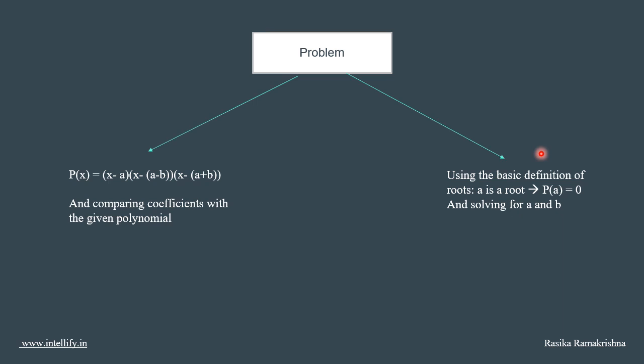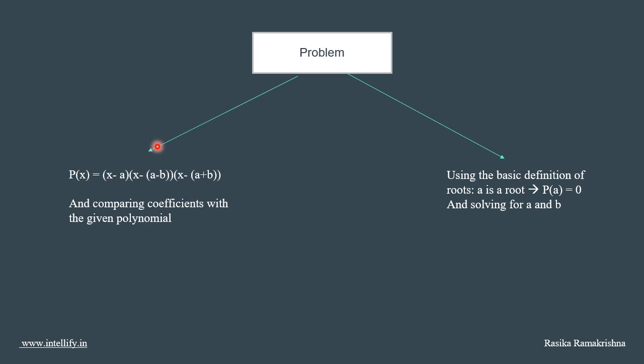We are given that a minus b, a and a plus b are the roots of the polynomial, which implies that p of a minus b is going to be 0, p of a is going to be 0 and p of a plus b is going to be 0. So if you substitute a minus b, a and a plus b in the place of x, then you will have an expression in terms of a and b which you can solve to obtain a and b. But we are not going to be using this approach. We are going to be using a different approach.